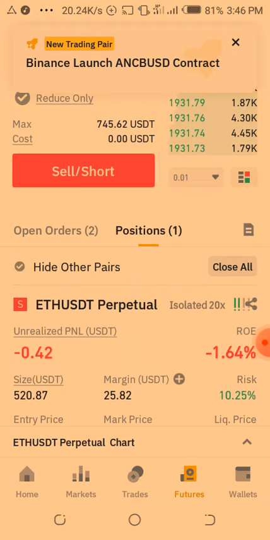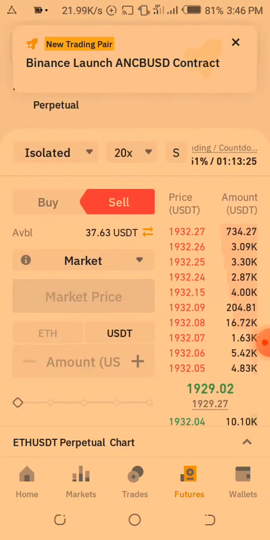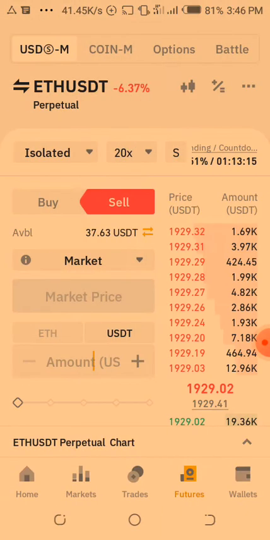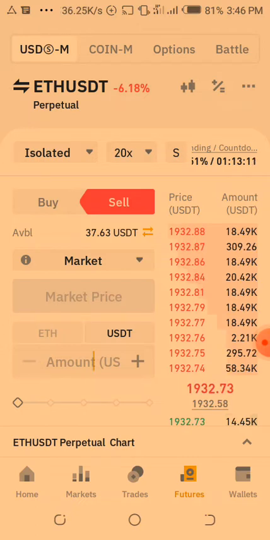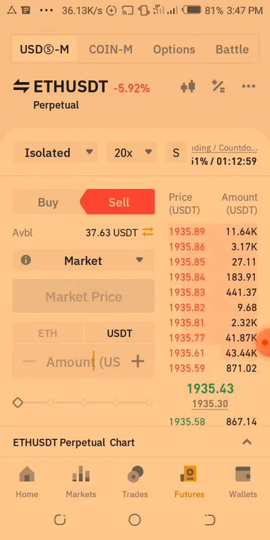All right, now I'll be briefing you on the necessary things that you see on the Binance Futures page and what they mean. Yes, these various icons, expressions, they have various meanings so that you won't make mistakes when you're about to trade. All right, on the topmost part of my screen, you see USDM, you see coin M, you see options, you see battle.